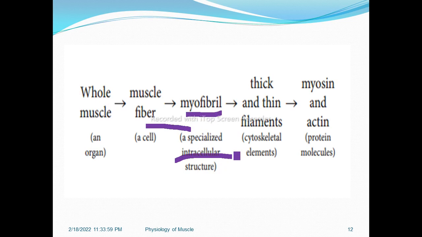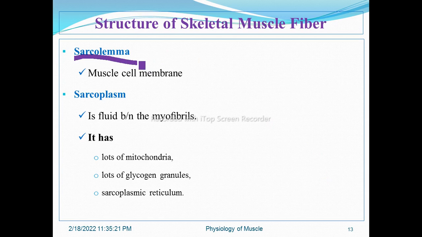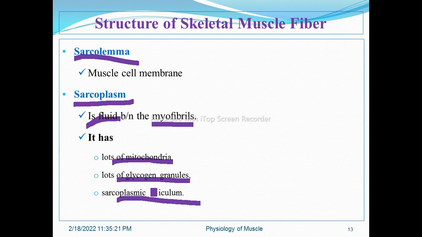Myofibril is a specialized intracellular structure. Thick and thin filaments are cytoskeleton elements, and myosin and actin are protein molecules. In the structure of a skeletal muscle fiber, the sarcolemma is the name given to the cell membrane. The other is sarcoplasm, similar to cytoplasm in general cells. Sarcoplasm is a fluid compartment between myofibrils. It contains lots of mitochondria, glycogen granules, and sarcoplasmic reticulum, which is similar to smooth endoplasmic reticulum.